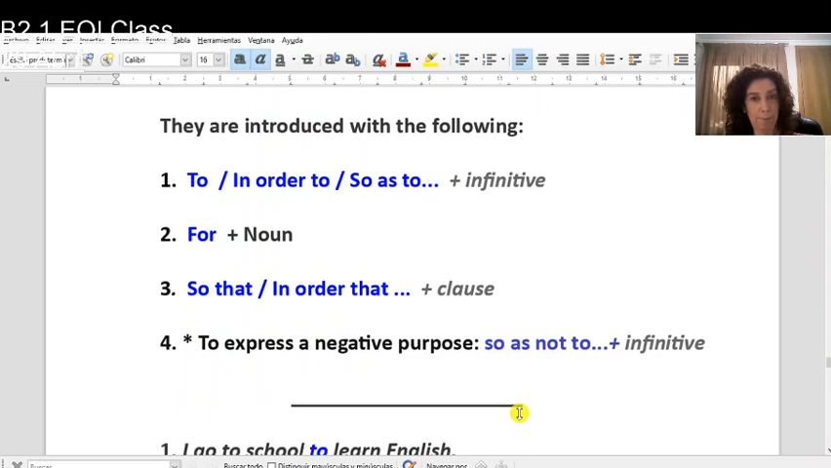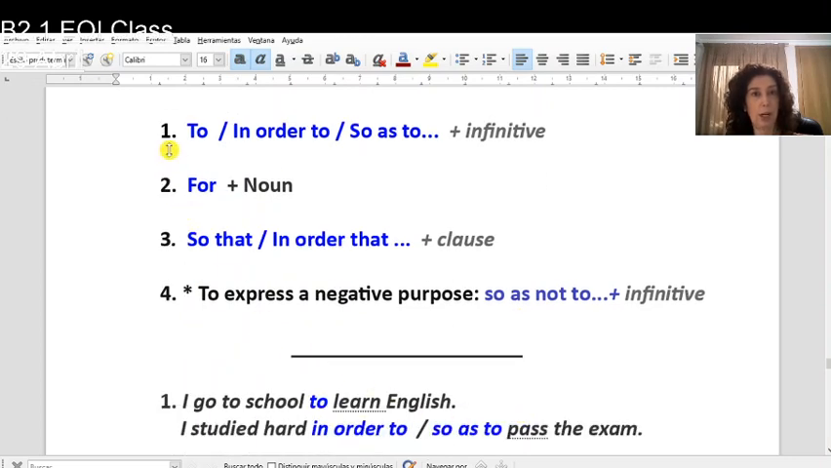Let's see an example. Number one, to, in order to, or so as to, plus infinitive. I go to school to learn English. Learn es el infinitivo. ¿Para qué voy a la escuela? To learn English. I studied hard in order to, or so as to, pass the exam. El infinitivo, ¿lo veis? Estudié mucho para aprobar el examen. Finalidad.